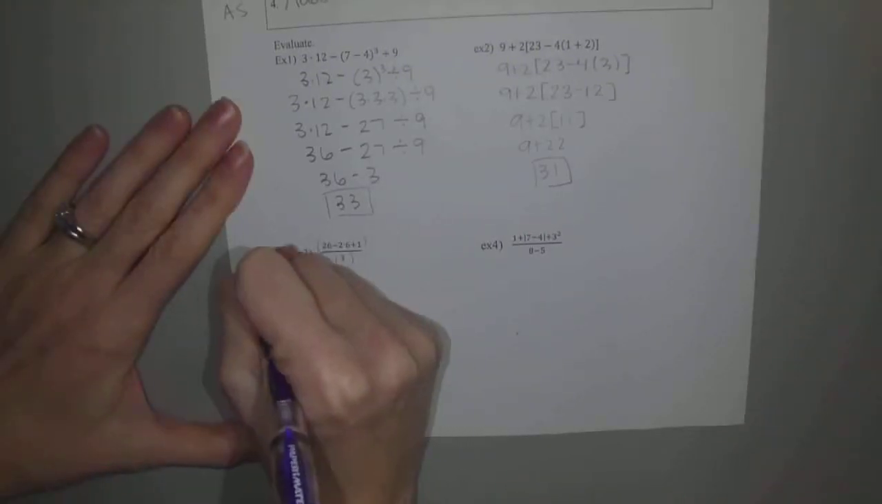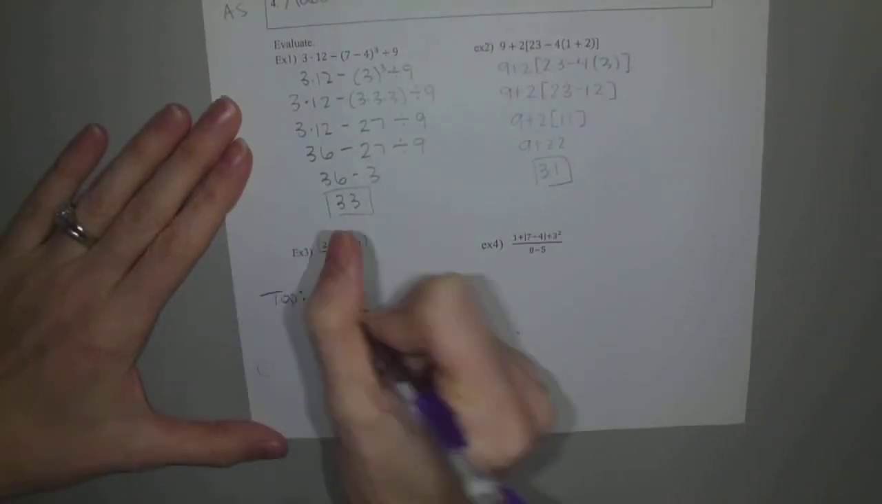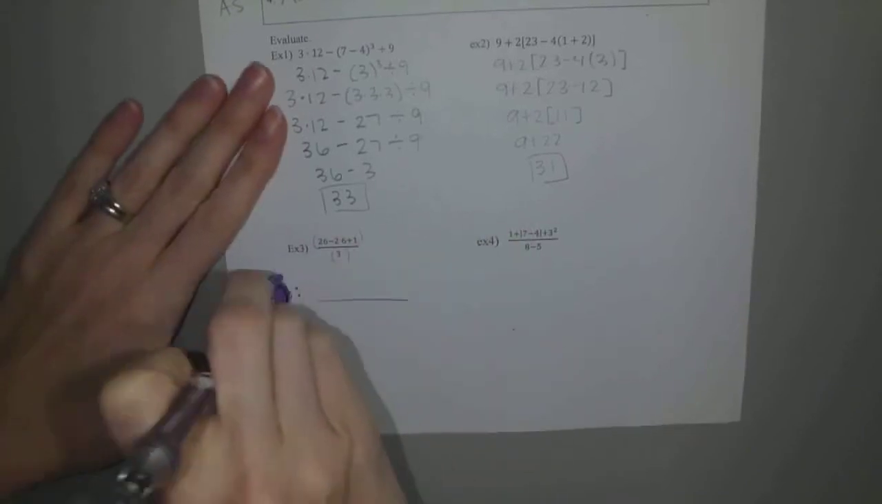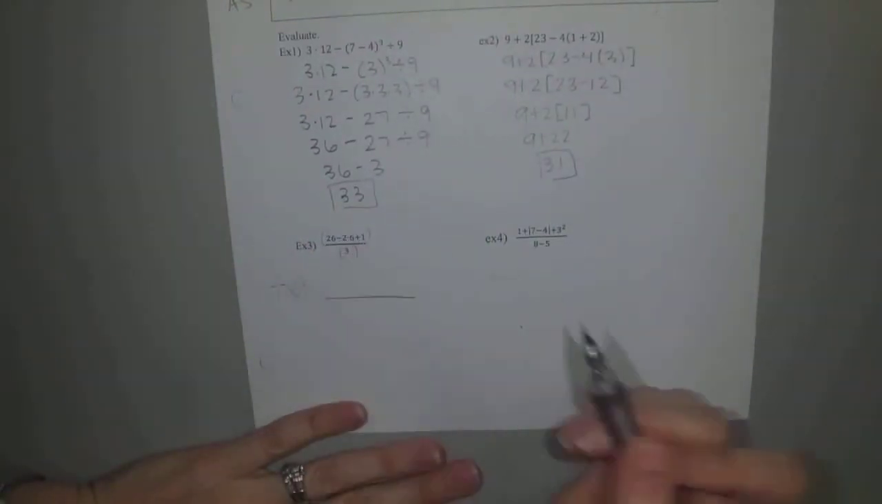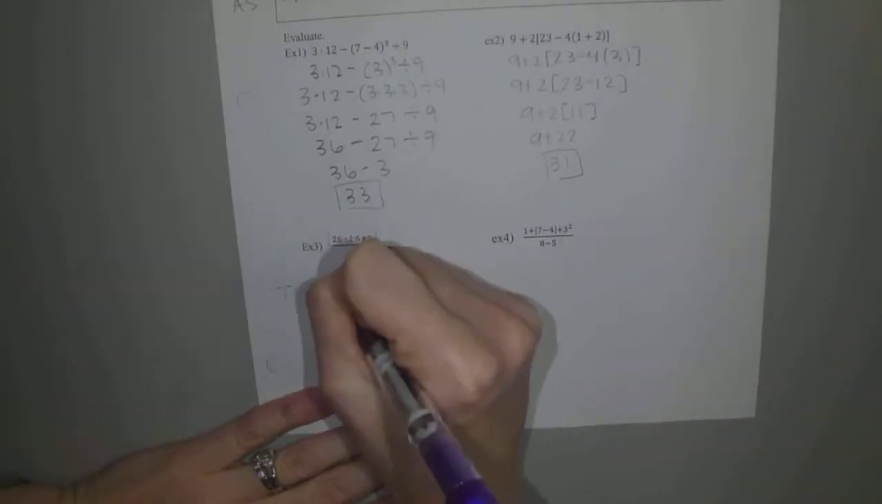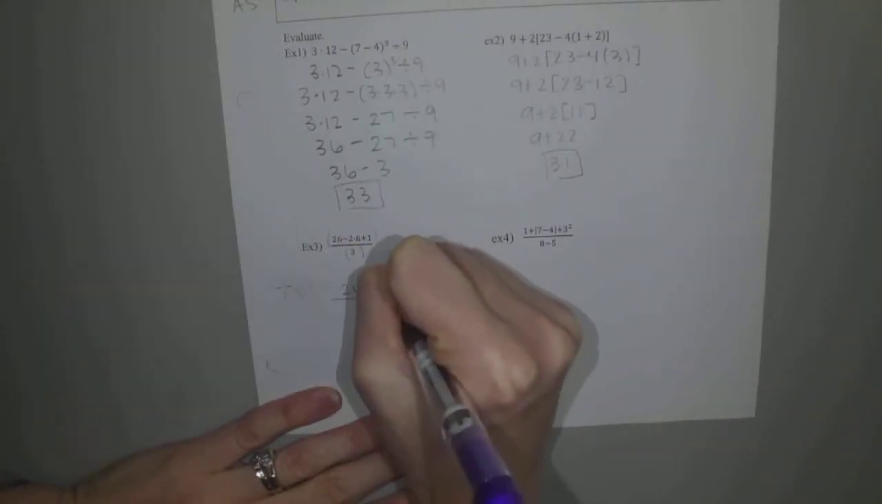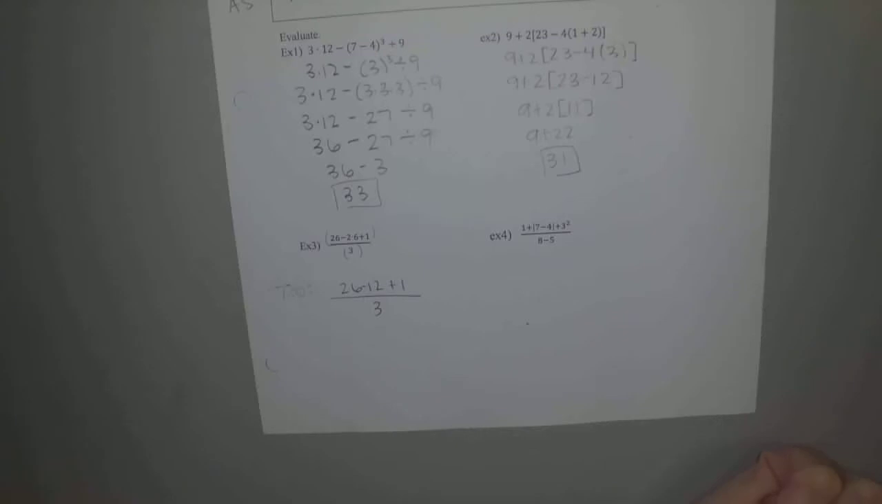Okay, on top, what are we going to do? Let's just focus on the top. Actually, it's only over 3, so we don't really have to focus on the bottom at all, do we? So what are we going to do first? Subtraction, multiplication, or addition? So we'll have 26 minus 12 plus 1 over 3. Is that okay? So I just did this chunk first.